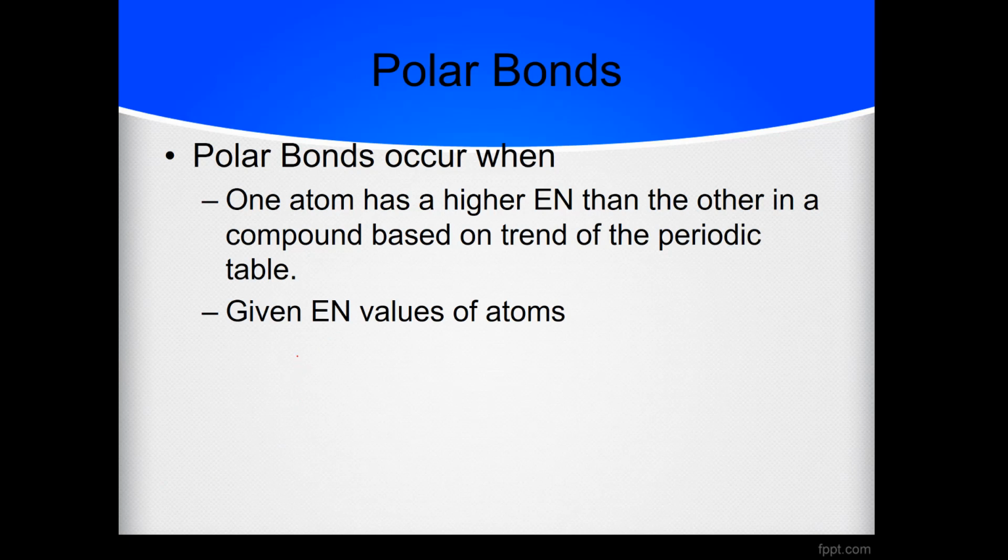So for instance, if I had HF and there was a bond between H and F, this bond would be called a polar bond. That's because hydrogen has an electronegativity of 2.1, and fluorine has an electronegativity of 4.0. We subtract those, we get 1.9, which shows up as a polar covalent bond.